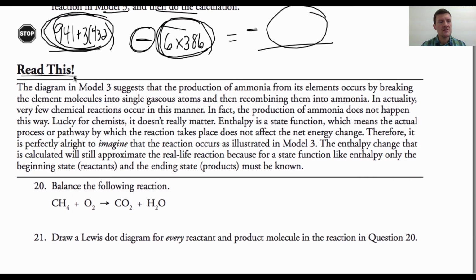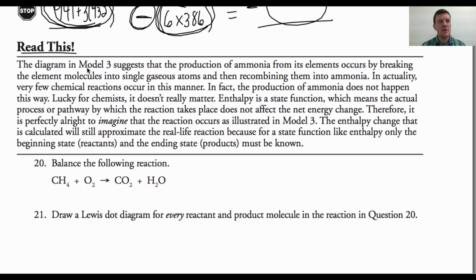It says read this, so let's go ahead and read it. The diagram in Model 3 suggests that the production of ammonia from its elements occurs by breaking the element molecules into single gaseous atoms and then recombining them into ammonia. So we break apart the molecules and then they reform into something different. Okay? So, in actuality, very few chemical reactions occur in this manner. The production of ammonia does not happen this way.